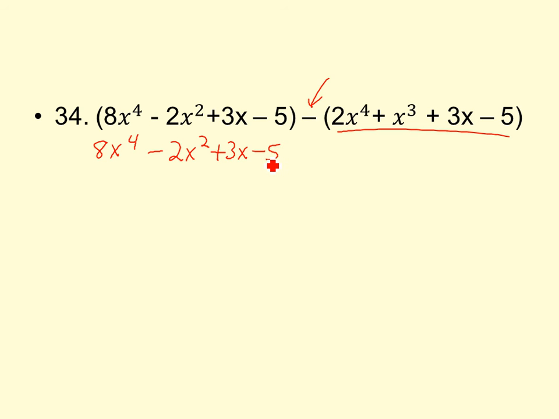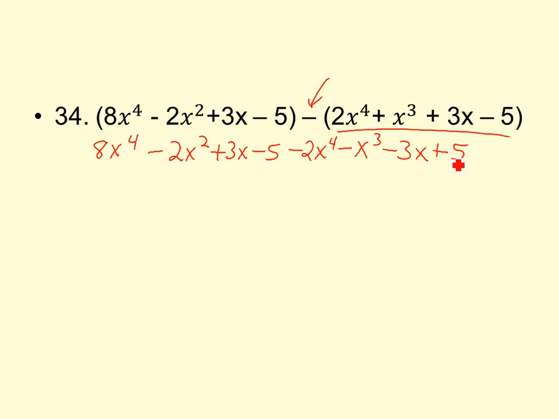Here we're going to take the opposite of each thing. That 2x to the fourth was positive, so now it's going to become negative. The x to the third was positive, now it's going to become negative. The 3x was positive, now it's going to become negative. The 5 was a negative, now it's going to become a positive 5. Then we go back through and we collect like terms.